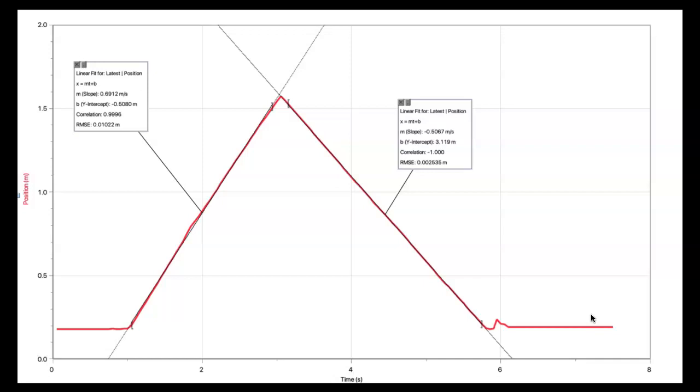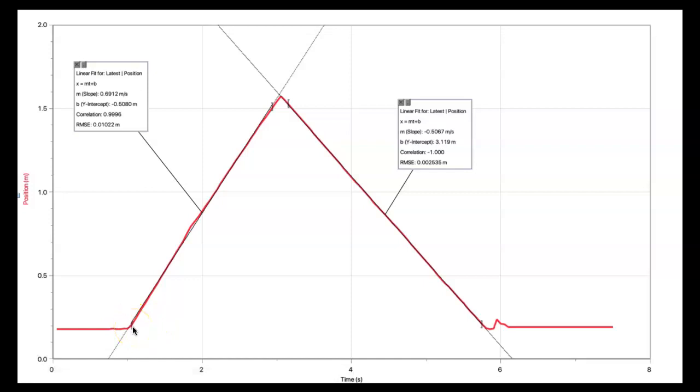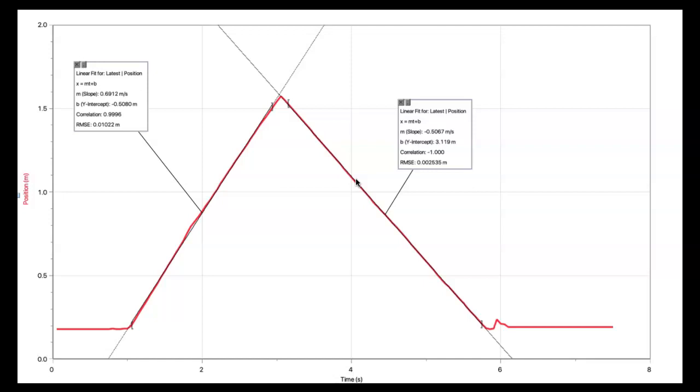Our question in the previous video was, why does the velocity of this object ever change? So of course you saw my hand give the cart a push. So my hand is what initially changed the velocity from 0 meters per second to 0.6912 meters per second. Then the cart went off screen and we didn't see what happened to change its velocity to this different value of negative 0.5067 meters per second. But you can probably guess what happened.